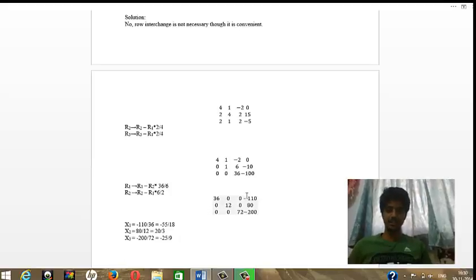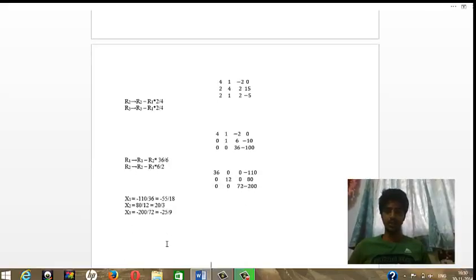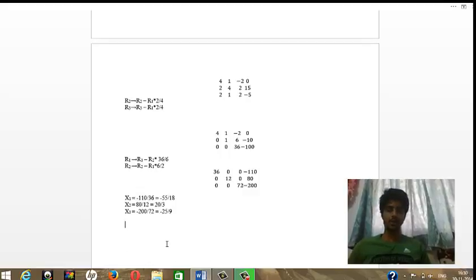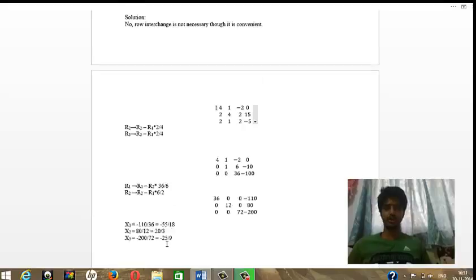Similarly, three equations will be formed. x1 is equal to minus 1110 divided by 36, that is minus 55 by 18. x2 is from the second row, that is 80 divided by 12, that is 20 by 3, and x3 is minus 200 by 72, that is minus 25 by 9. So in this way we can calculate the values of the variables using the Gauss-Jordan method.